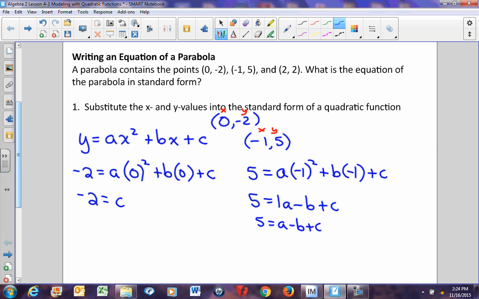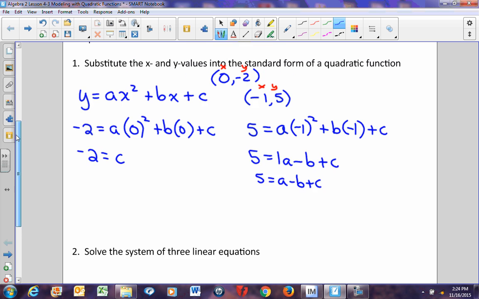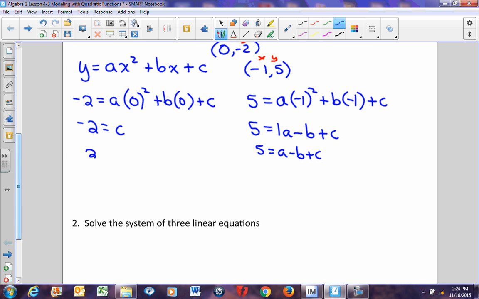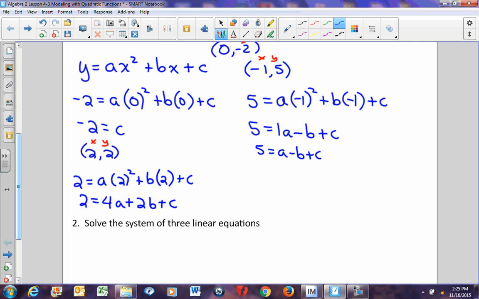Okay. Now I'm going to use my third point, (2, 2). Remember again, x is 2, y is 2. So if I plug it into the quadratic equation, I have 2 equals a times 2 squared plus b times 2 plus c. So 2 equals 4a plus 2b plus c.